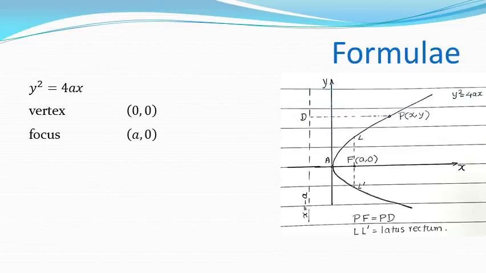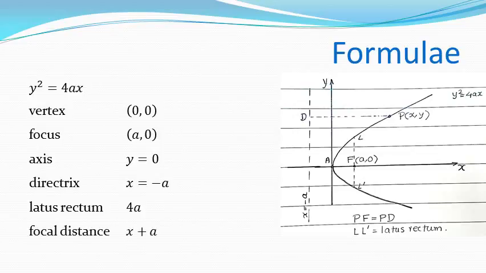The focus is the point a, 0. The axis is the x-axis whose equation is y equals 0. The line x equals minus a is the directrix and we can see it is situated to the left of the parabola. The length of the latus rectum is 4a and the focal distance is x plus a. The focal distance is just the distance of any point on the parabola from the focus.